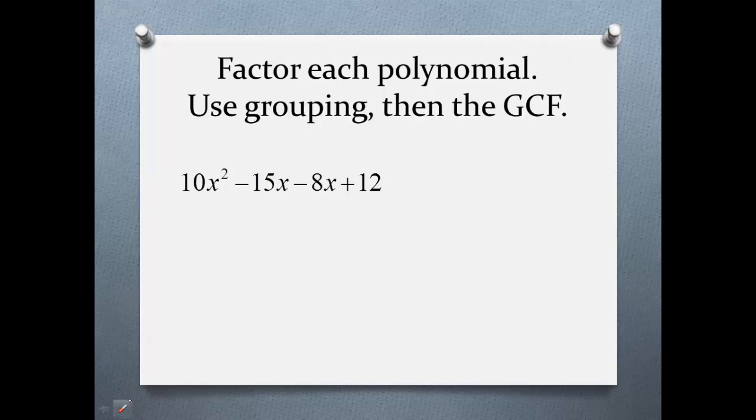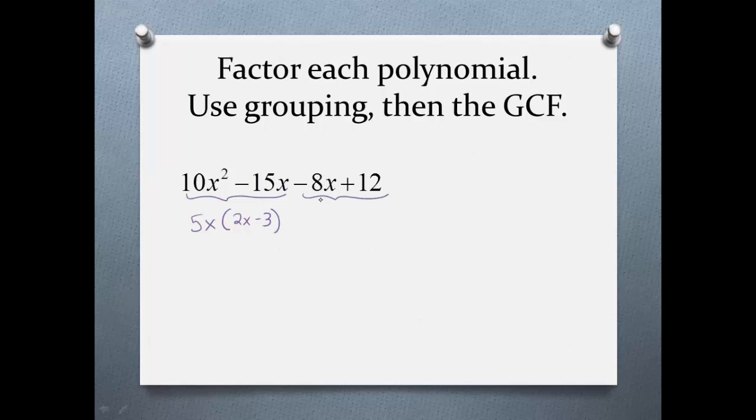So this will be the last example. 10x squared minus 15x minus 8x plus 12. Looks like there's something in common in each of those, so I'm going to leave them in the order that they are. And when I look at the first two terms, I believe a 10 and a 15 have a 5 in common, and there's also an x in common between the x squared and x. So I'm going to pull out a 5x, and what I'll have left is a 2x minus 3.